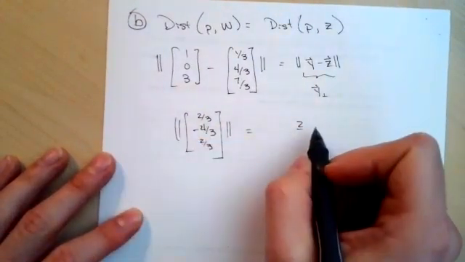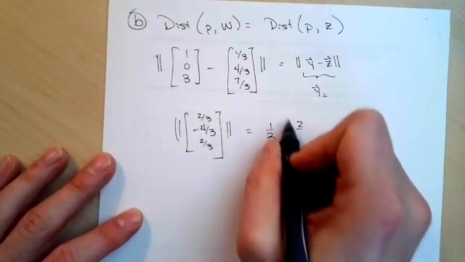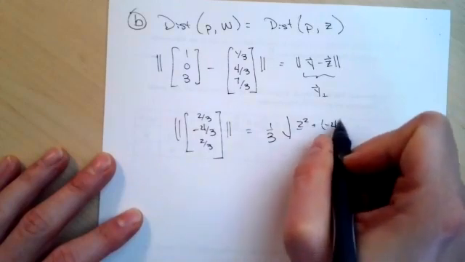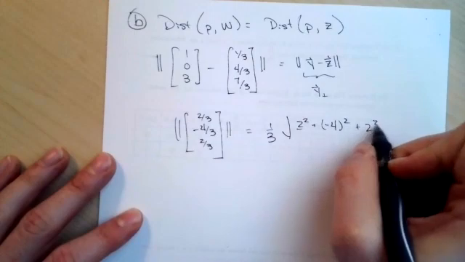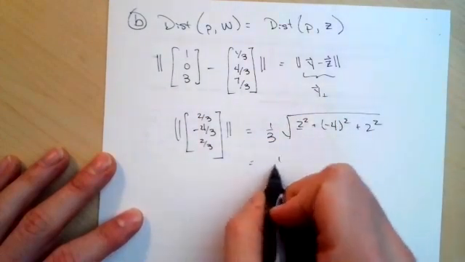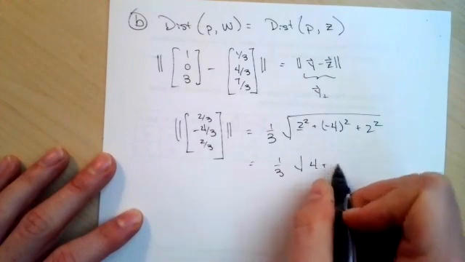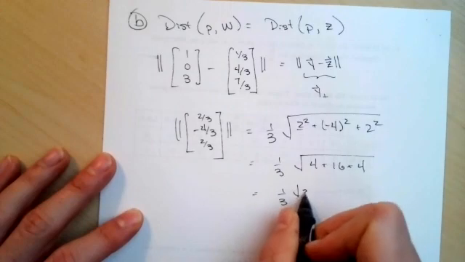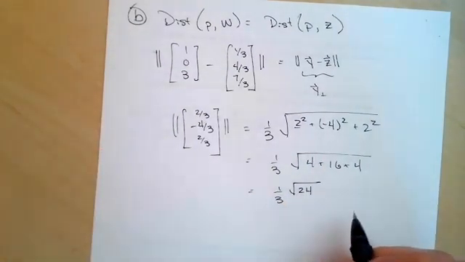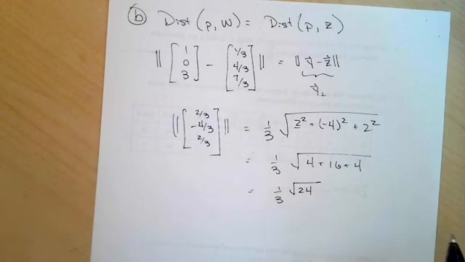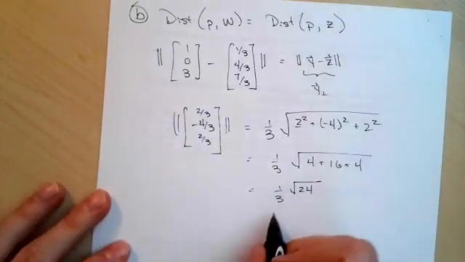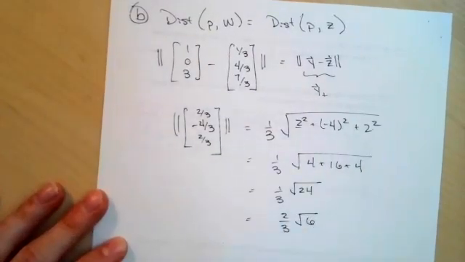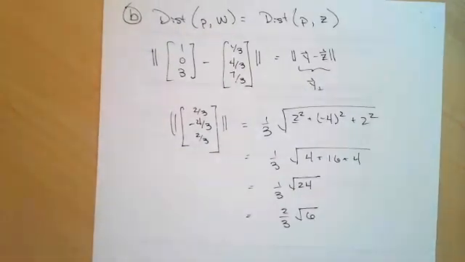Actually, you know what? Let's factor out the 3. Let's do 1/3 times the square root of 2 squared plus 4 squared plus 2 squared. So 1/3 square root of 4 plus 16 plus 4. Square root of 24, I think the biggest multiple is 4 we can pull out, yeah? So that'll give us 2/3 root 6. About as simplified as we can get it.